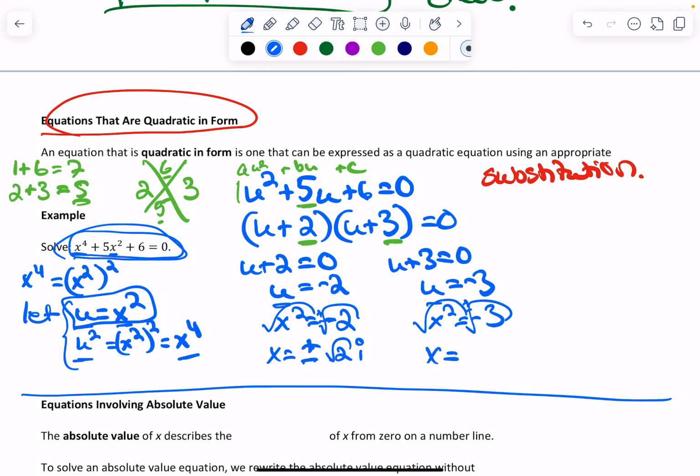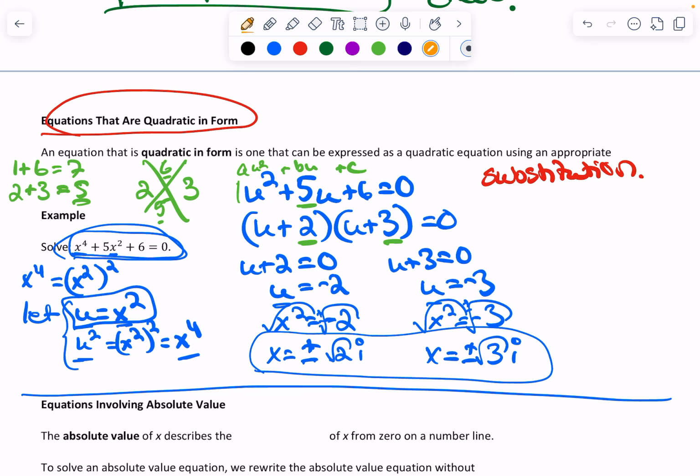We get x equals positive and negative square root of 3. I forgot when I started this problem, so our solutions are going to be these two. When I started this problem, because of the way the PowerPoint is, this should have been instead x to the power 4 minus 5x squared plus 6 equals 0, which gives us u squared minus 5u plus 6 equals 0.